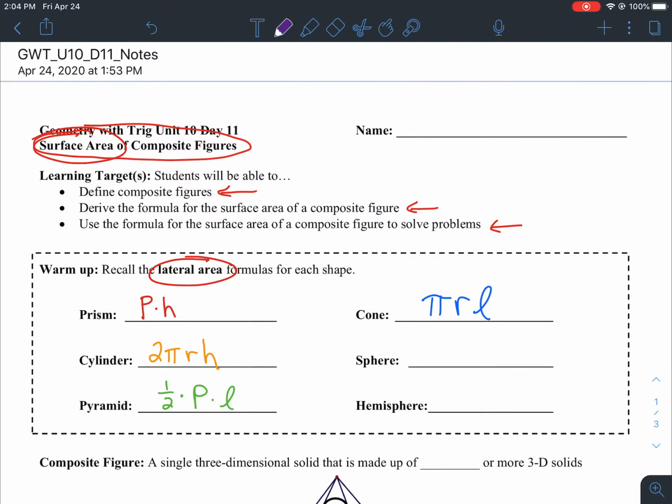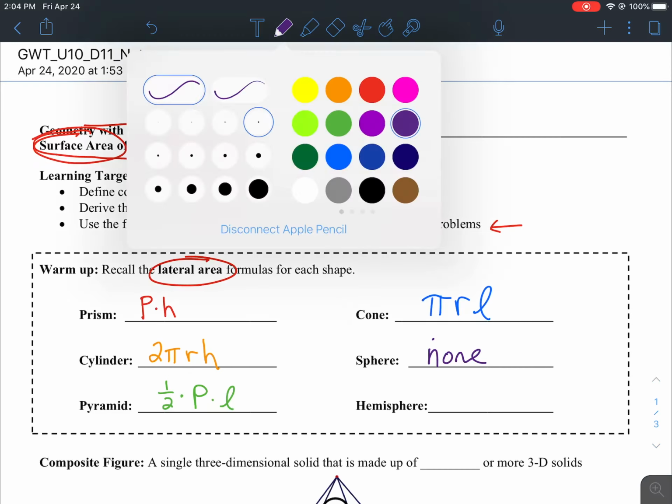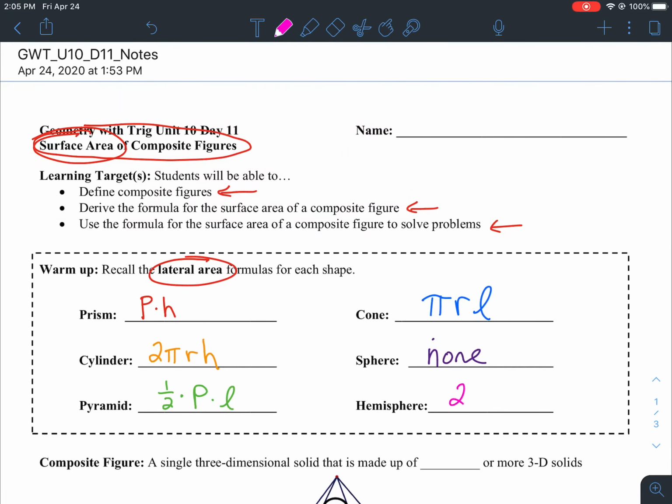For a sphere, the lateral area formula is that there is none. So if you can recall from that lesson, because there are no sides to a sphere, it does not have a lateral area. And then lastly, for a hemisphere, it is 2 pi r squared. So these are all of the different lateral areas that we've used over the course of this unit, and we're going to continue to use those today.